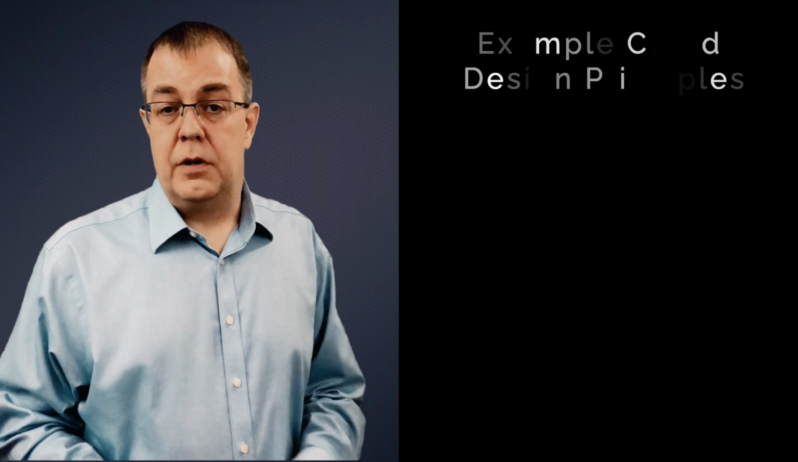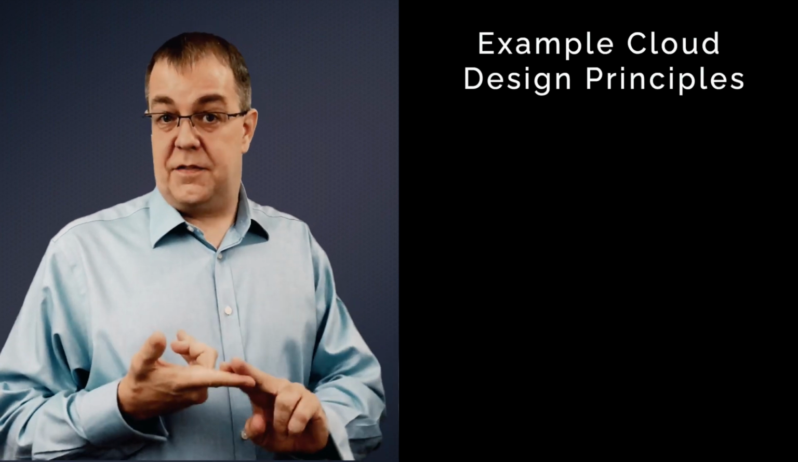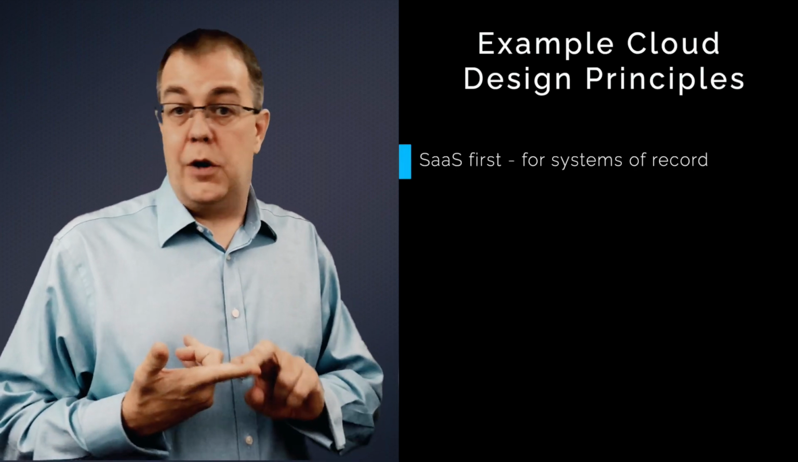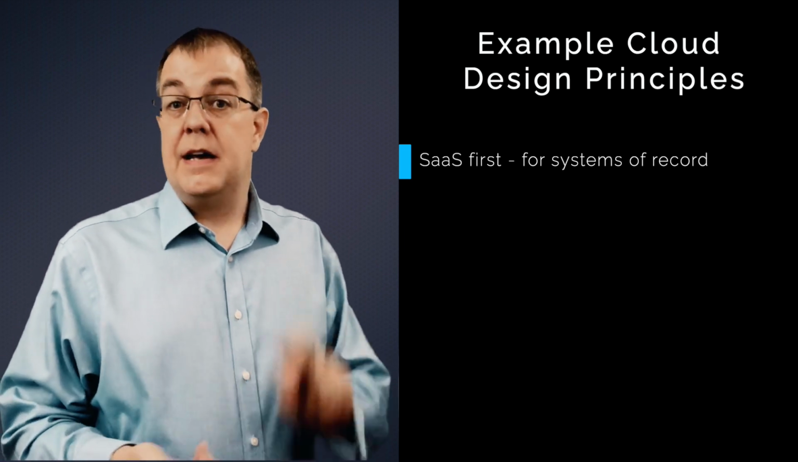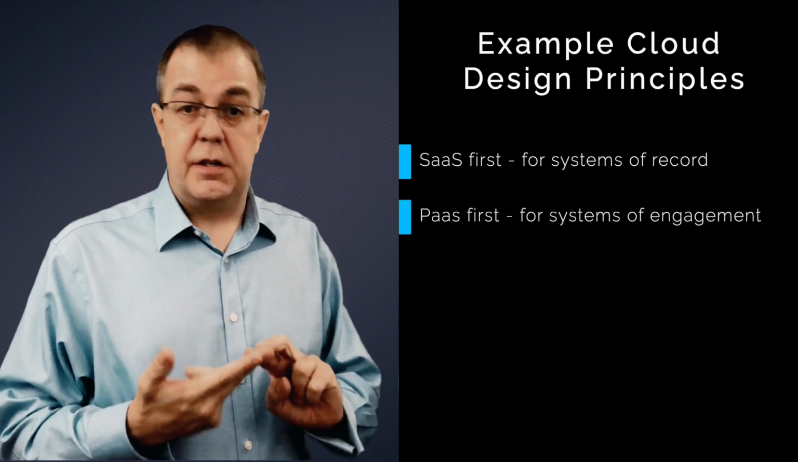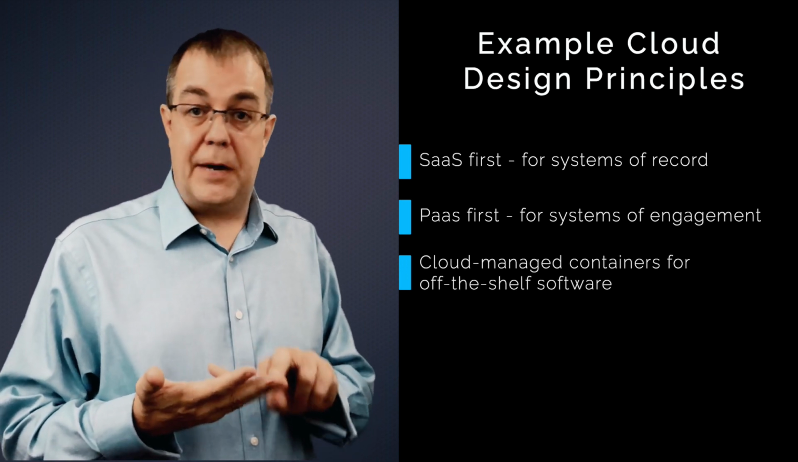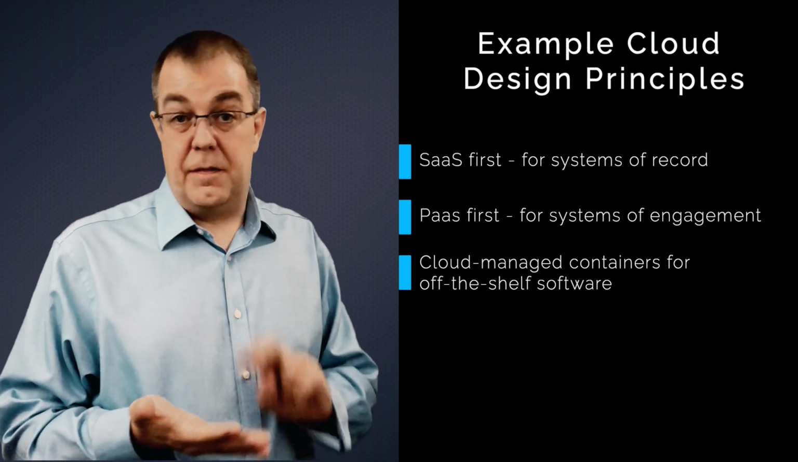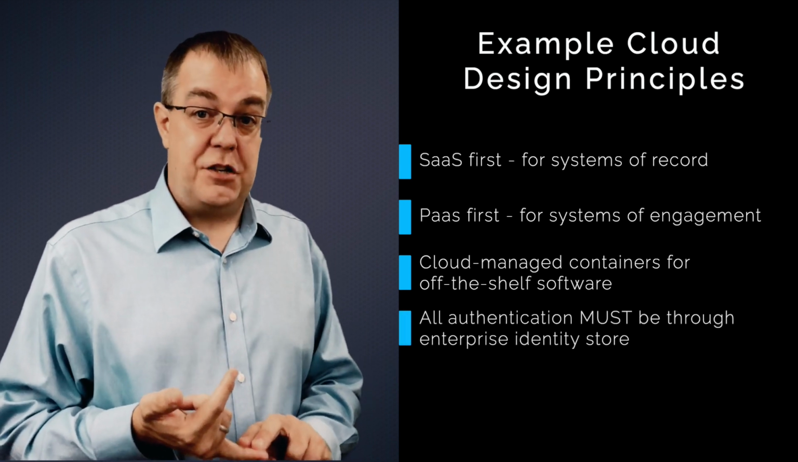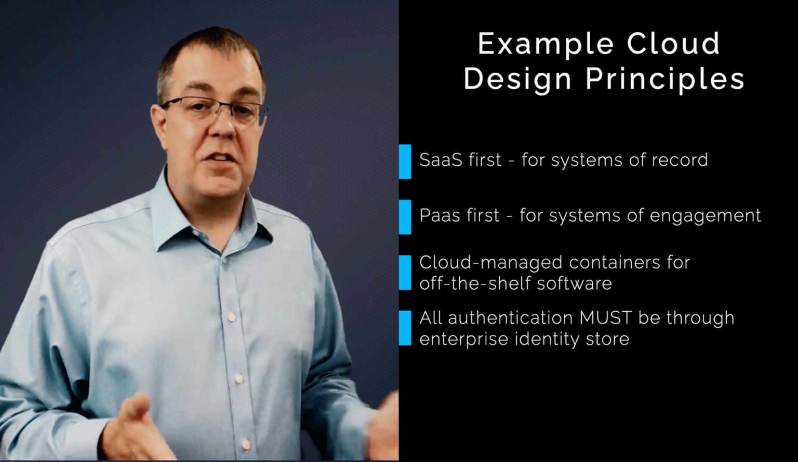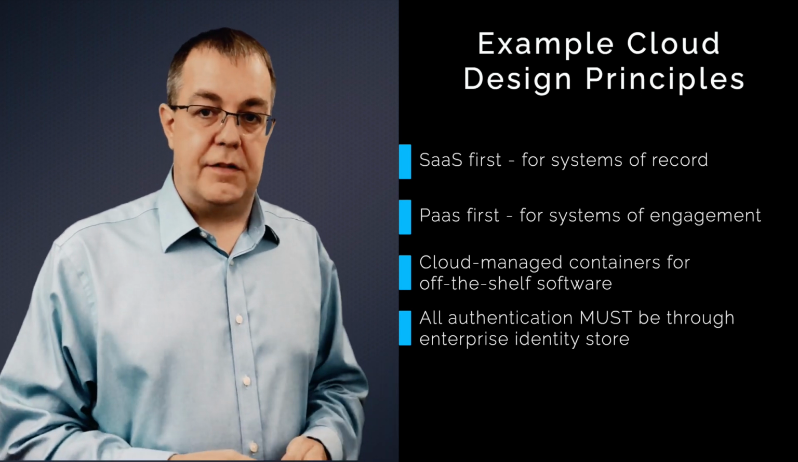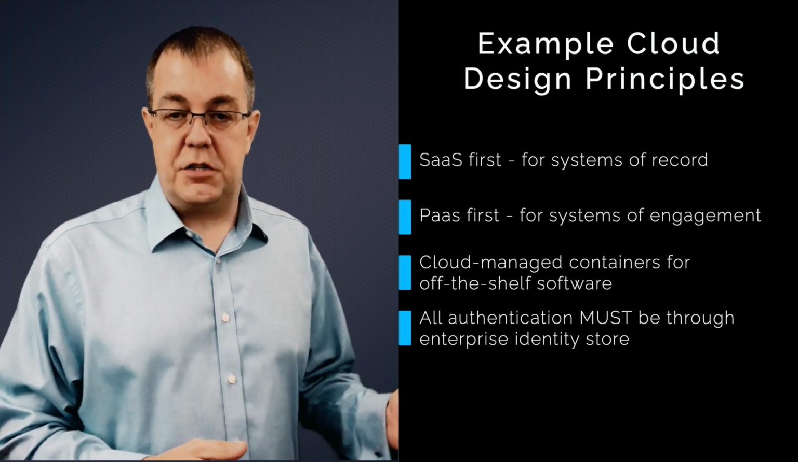This is where cloud design principles help, but I would recommend that they include differentiation based on the cloud type. For example, we might have rules like: SaaS first for systems of record when provided by tier 1 or 2 companies; PaaS first for systems of engagement; cloud managed container services for COTS where possible, based on the cheapest location; and fourth, all user-based authentication must be through an identity store. Obviously, a full list would be a lot more comprehensive and aligned to your company's business and technology strategy.